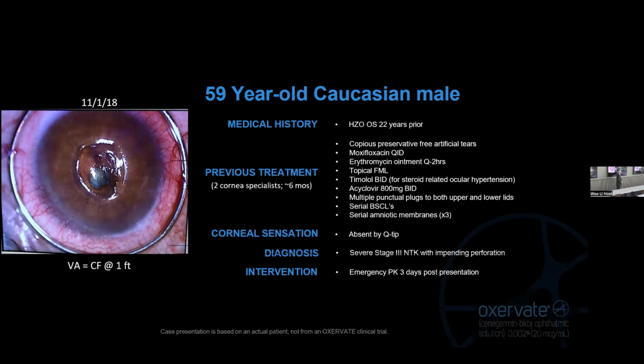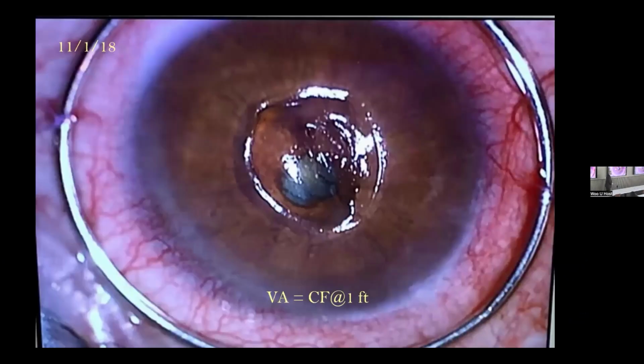He's had multiple punctal plugs, serial bandage lenses, and serial amniotic membrane. Didn't work. Didn't have my Cochet-Bonnet, tested him with a Q-tip. He's absent. We take him to surgery 3 days later, and this is what he looks like. This is a descemetocele. Again, he's a cough, a bump, a sneeze away from blowing the eye out and losing it. My hair was brown when I started this case. It turned white at the end of it, okay?